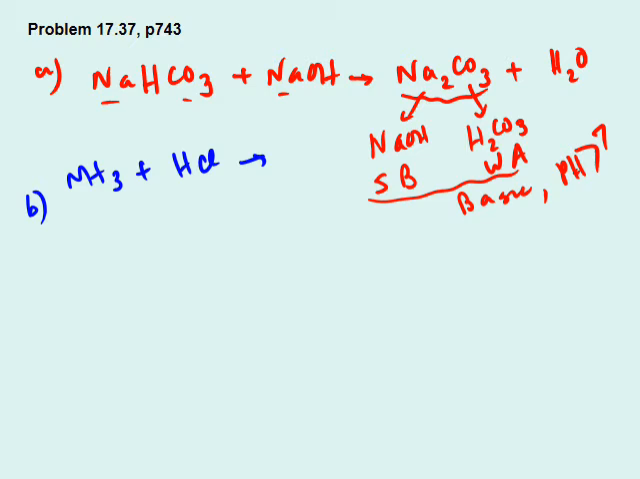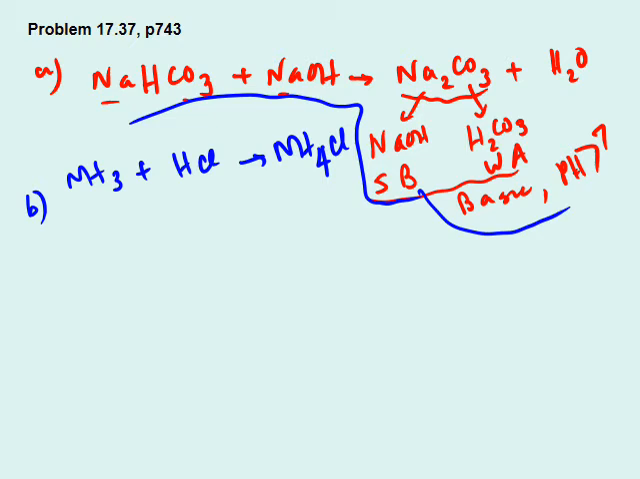Again, this is acid-base titration. Ammonia acts as a base, and the product is NH4Cl. So that's the product of this reaction. Now we need to identify what kind of salt ammonium chloride is.